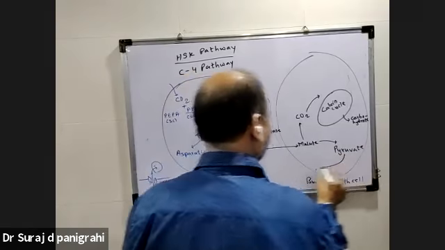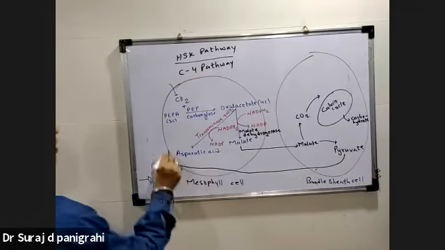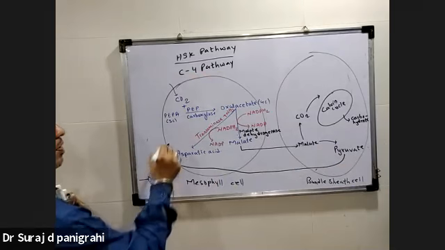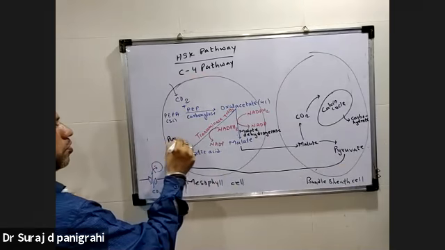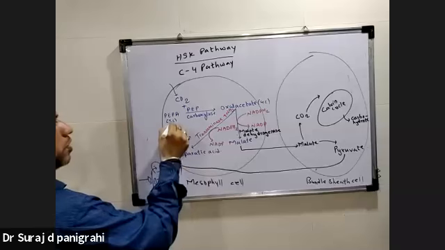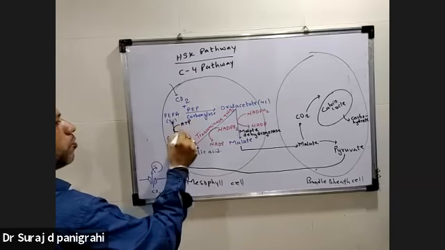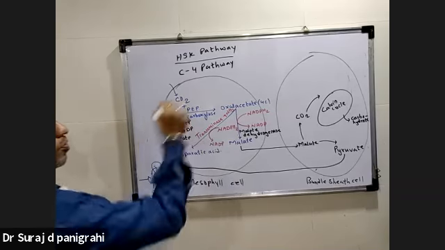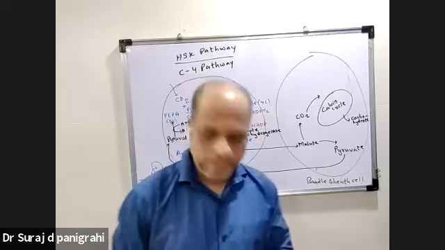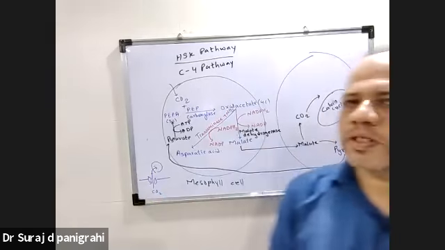Now this pyruvate diffuses from the bundle sheath cell to the mesophyll cell again. This pyruvate uses ATP. What will it do? It will use ATP to form phosphoenol pyruvate to continue the C4 pathway. So I would like to repeat the C4 pathway.